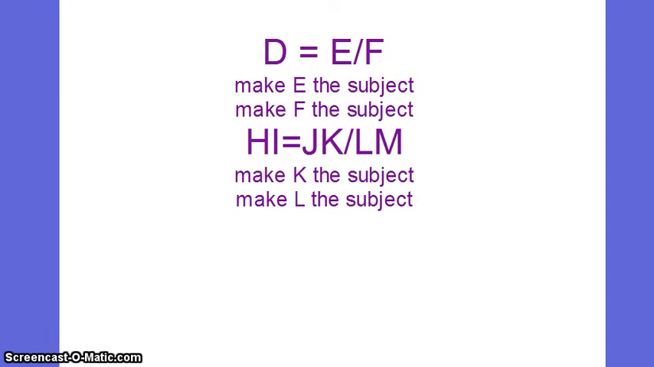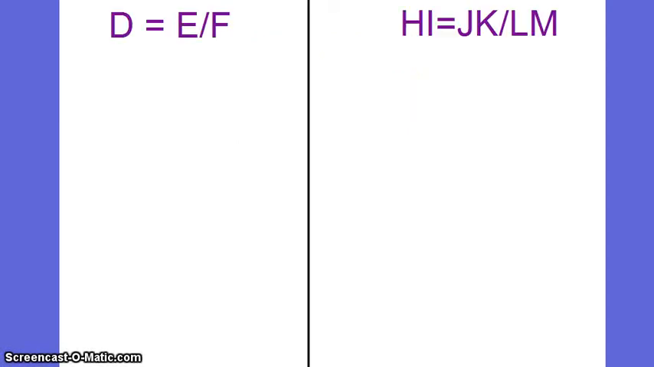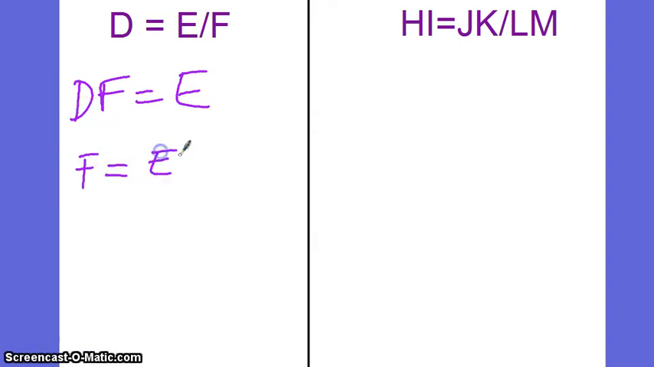Couple to try. So making E the subject is the slightly easier one, and then making F the subject slightly trickier. And then here, again, we're going to do K, then we're going to do L. So you should be getting the hang of this now. If you pause, give it a go. Okay, so we want to get E on its own. We've got to divide by F, so the opposite of that is times by F. So we do dF equals E. Nice and simple. E is on its own. And then from here, if we wanted to get F on its own, we've got to get rid of this times D. So we get E over D.